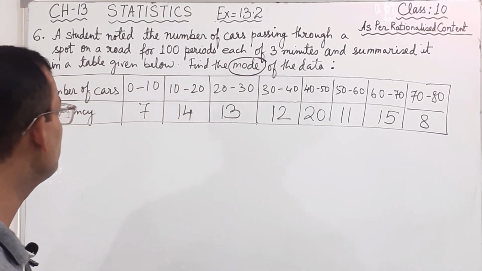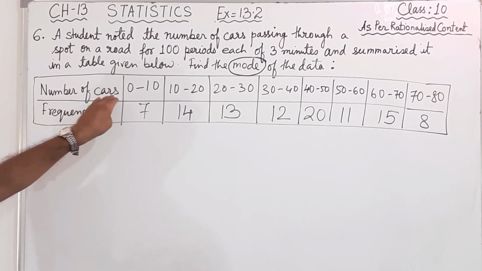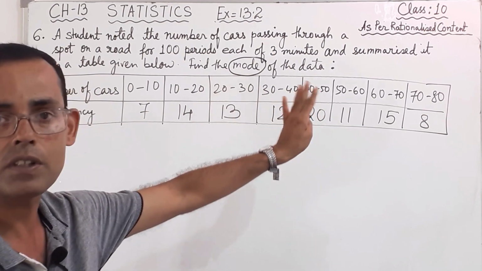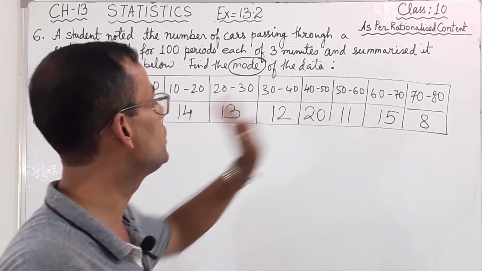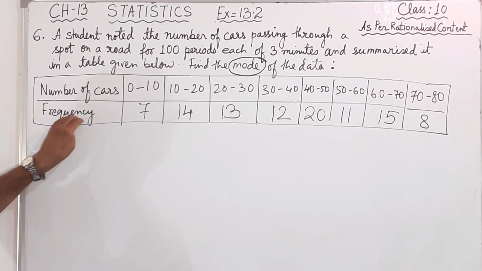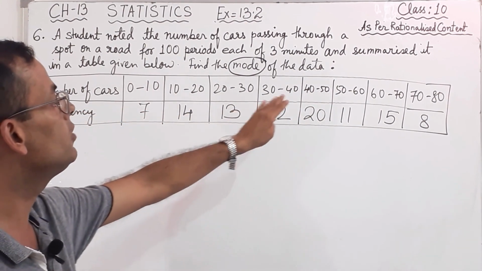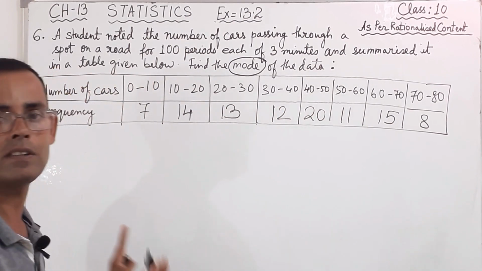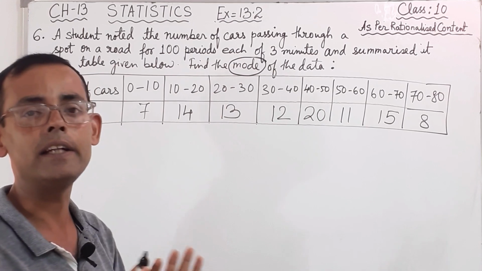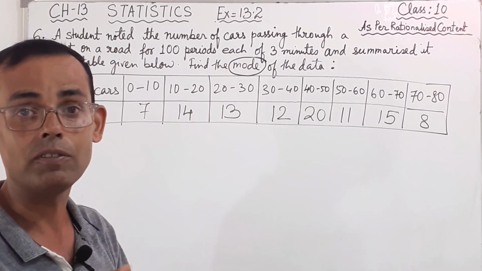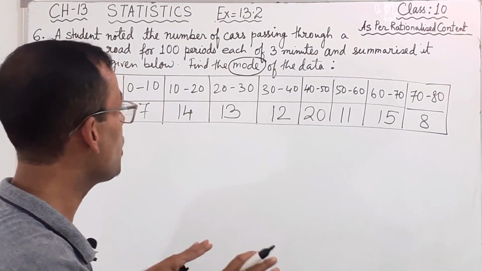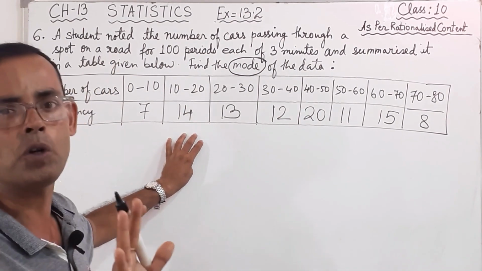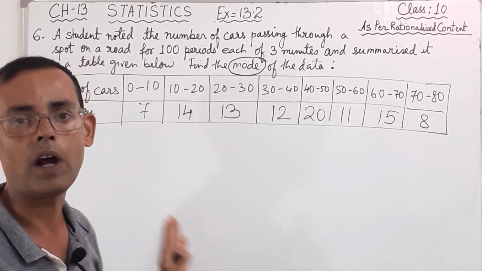So you can see simply here it is telling to find the mode. That means you have to find out the mode, and the data is given: number of cars 0 to 10, 10 to 20, 20 to 30, 30 to 40, 40 to 50, 50 to 60, 60 to 70, 70 to 80. And the frequency 7, 14, 13, 12, 20, 11, 15, 8. Okay. So simple sum. We have done so many sums on this topic, that is the mode, and I think this sum will be very easy for you. Only they are asking us to find out the mode.